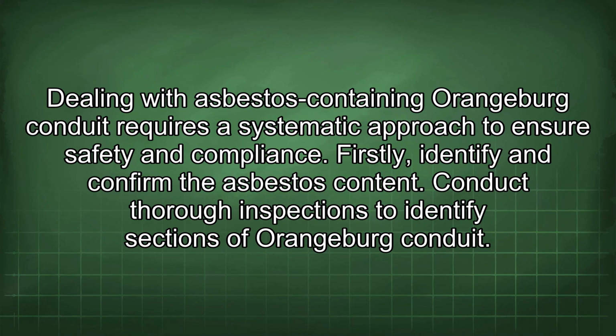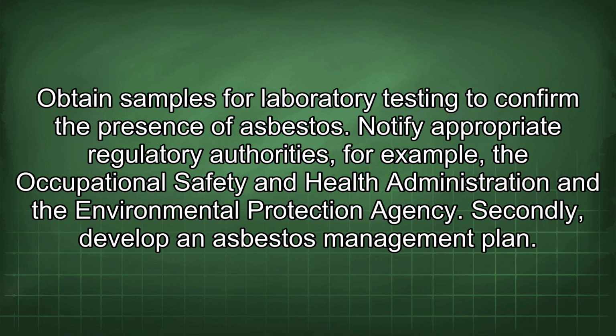Dealing with asbestos-containing Orangeburg conduit requires a systematic approach to ensure safety and compliance. Firstly, identify and confirm the asbestos content. Conduct thorough inspections to identify sections of Orangeburg conduit. Obtain samples for laboratory testing to confirm the presence of asbestos. Notify appropriate regulatory authorities, for example, the Occupational Safety and Health Administration and the Environmental Protection Agency.